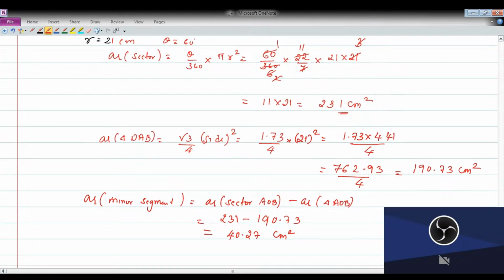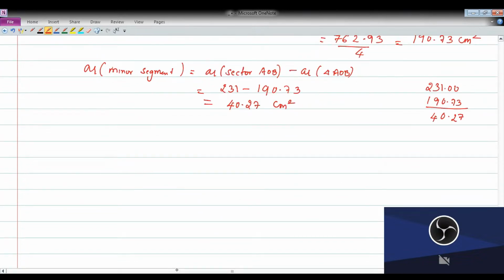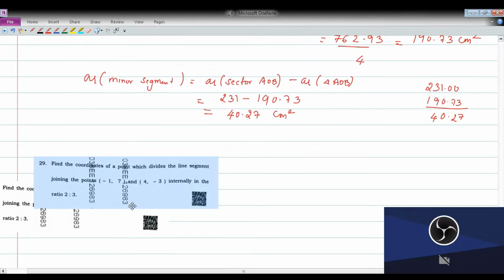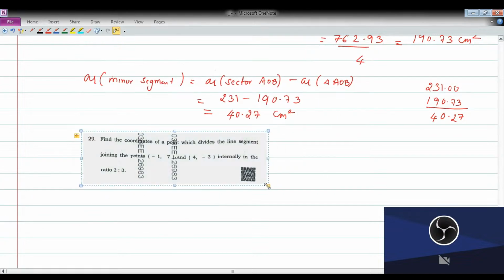Now I'm moving on to the next question. That is question number 29 from the chapter coordinate geometry. So I'm going to take question number 29. Just wait for a second. As this is a live streaming, it takes a moment.